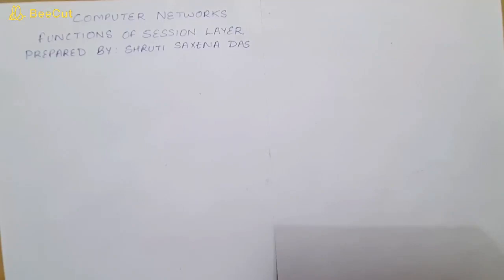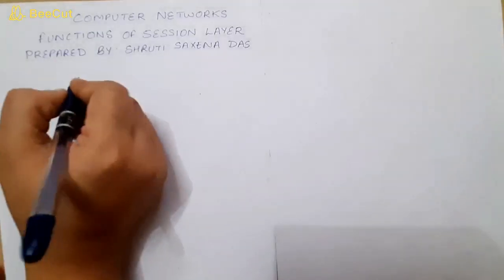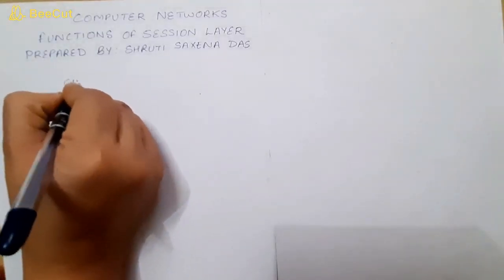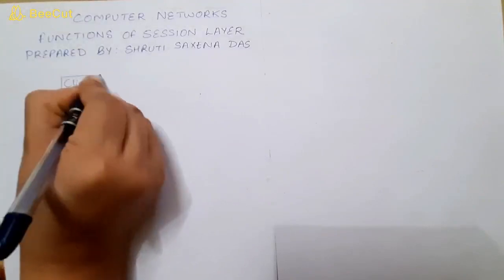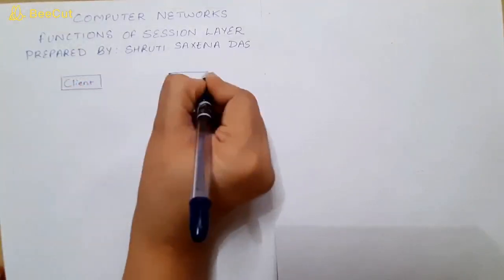So session layer is the fifth layer of the OSI model, and the basic purpose of this layer is to create a connection by starting a session between an application in one computer and another application in the second computer. Okay, so suppose there are two machines, one is client, another one is server.